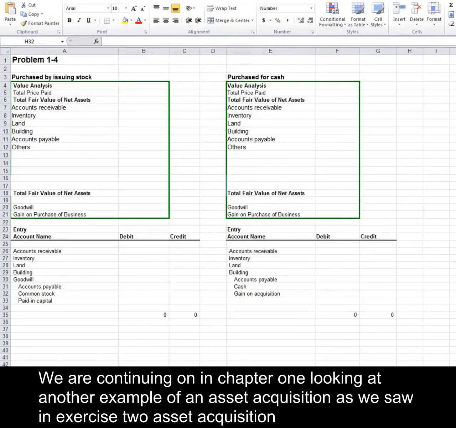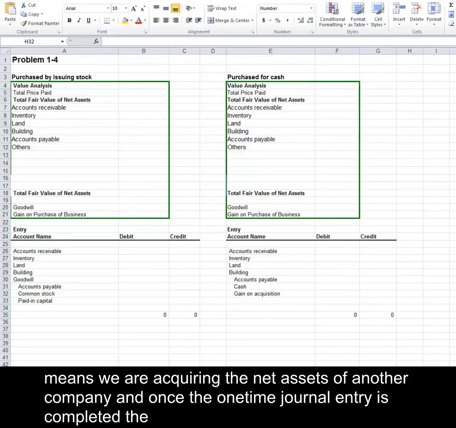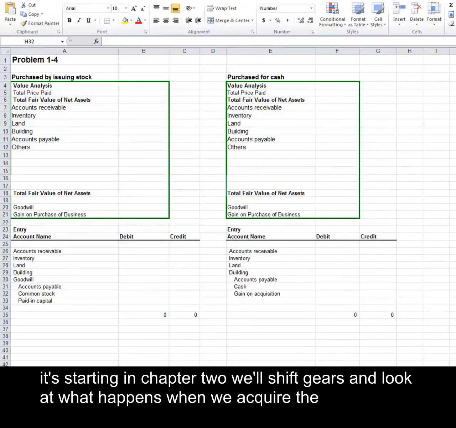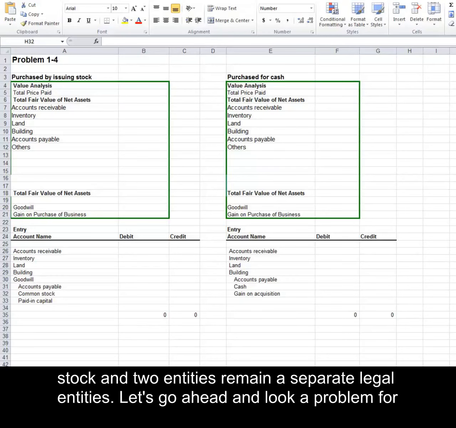We are continuing on in Chapter 1, looking at another example of an asset acquisition. As we saw in Exercise 2, asset acquisition means we are acquiring the net assets of another company. And once the one-time journal entry is completed, the entity that has been purchased ceases to exist and there's one remaining legal entity. Starting in Chapter 2, we'll shift gears and look at what happens when we acquire the stock and two entities remain as separate legal entities.